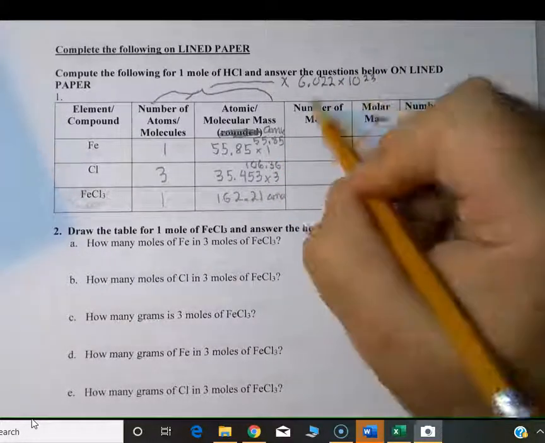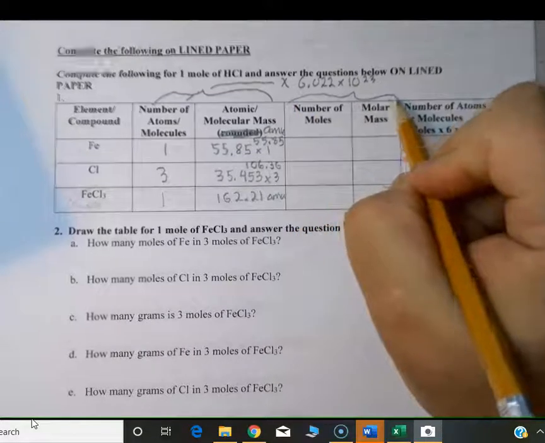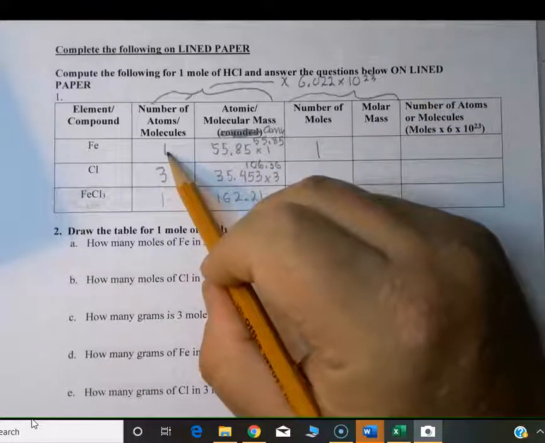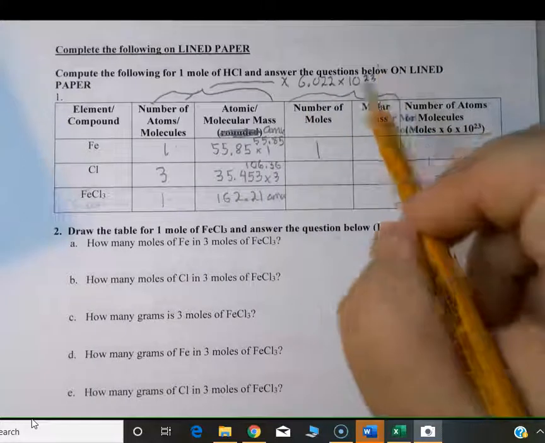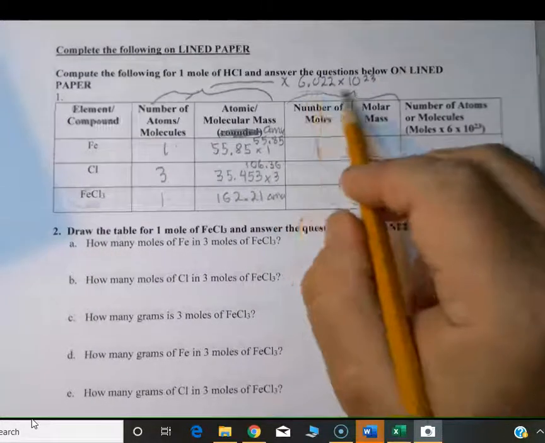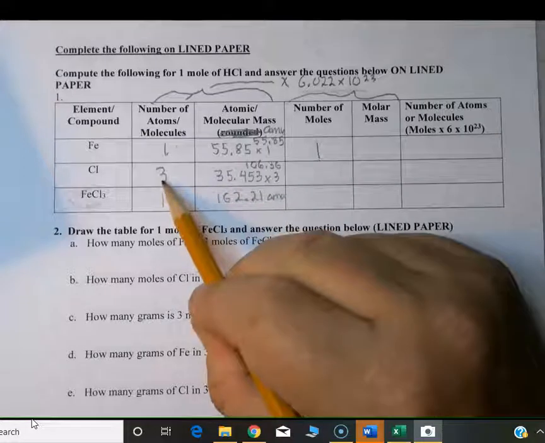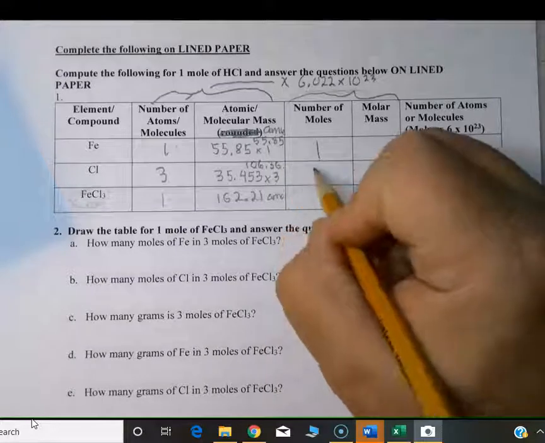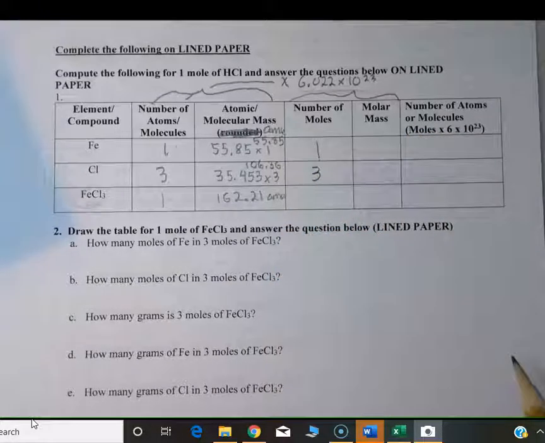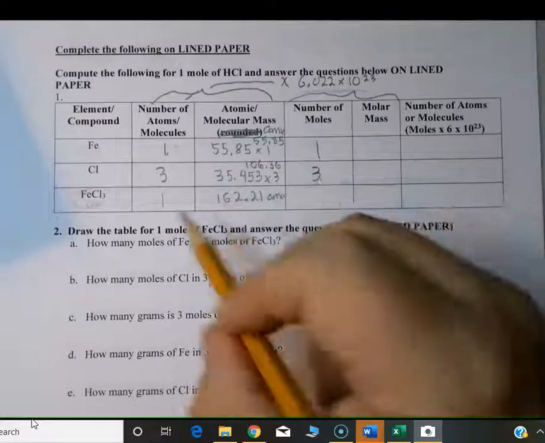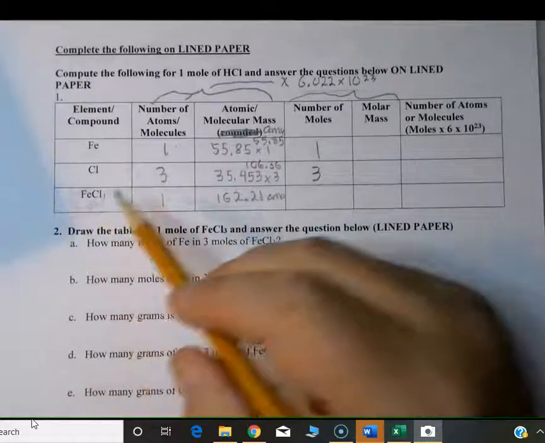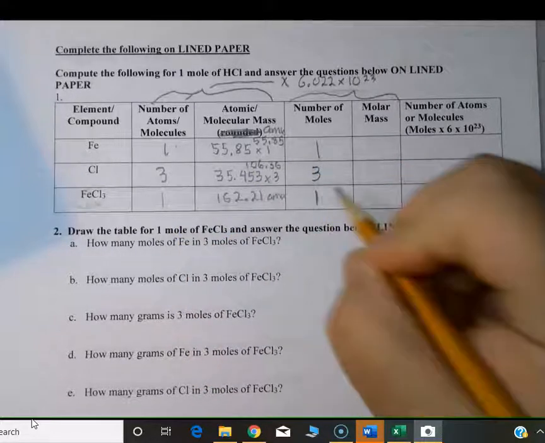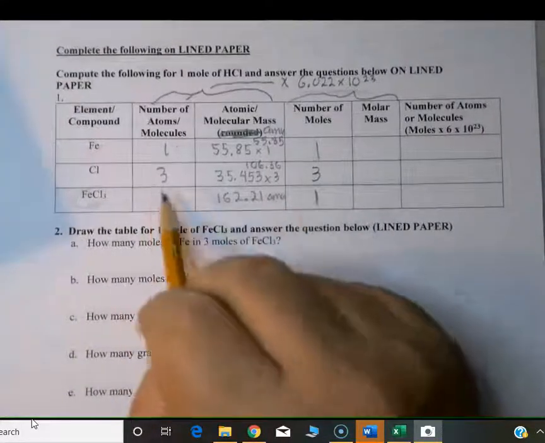So we're going to take that and bring that over here. So this number becomes this number. I'm multiplying 1 atom of iron times 6.022 times 10 to the 23rd to give me 1 mole, this many iron atoms. I'm multiplying 3 atoms of chlorine by this number to give me 3 times 6.022 times 10 to the 23rd of those. So now I have 3 moles, and I'm multiplying 1 formula unit of the compound to give me 1 mole of the compound. So the numbers simply convert over.